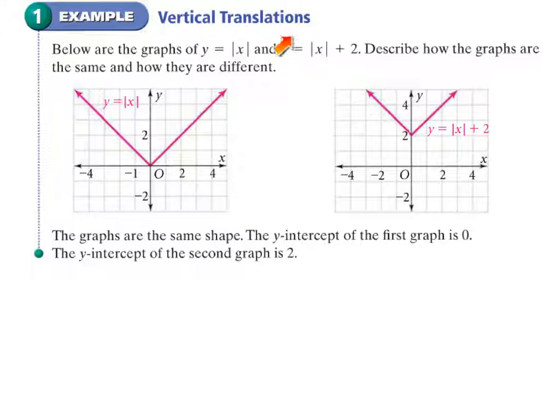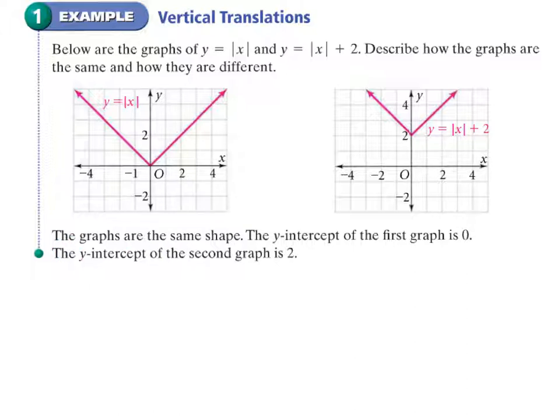Now look at this graph. Y equals the absolute value of x plus 2. How does this one differ from this one? I don't want you to say it's shorter. This is the same width. This one doesn't look as wide though because the arrows are not drawn as long, but it's still the same. This angle measure here would be the same as the angle measure here. So how are they the same? How are they different? Hopefully you notice this.